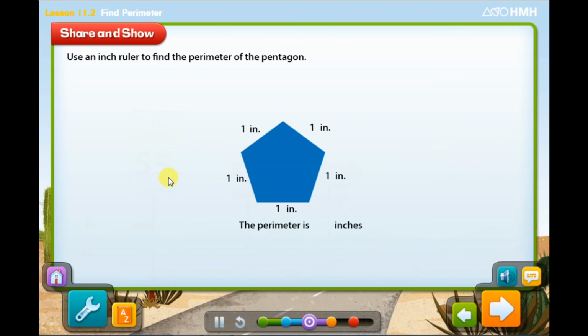So what's the perimeter of the pentagon? Type the answer. Add them together. 1 plus 1 is 2, plus 1 is 3, plus 1 is 4, plus 1 is 5 inches. And it's super duper easy. Excellent. Each side of the pentagon is 1 inch long, so the perimeter of the pentagon is 5 inches.